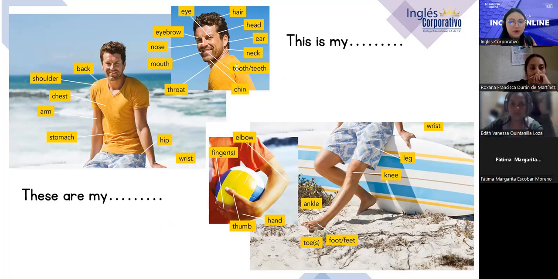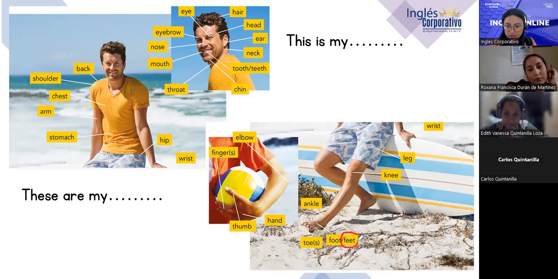As you may see, we are going to be creating some sentences. The expression that we are going to use, for those parts of my body that I can refer to as a plural, I am going to be using these are. Partes que son en plural, ¿verdad? Por ejemplo, fingers, it's in plural. ¿Qué otra podría poner en plural, clase? Shoulder, shoulders. Feet. Feet, porque hay dos, ¿verdad?